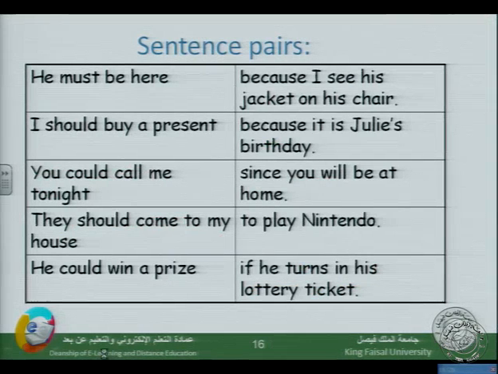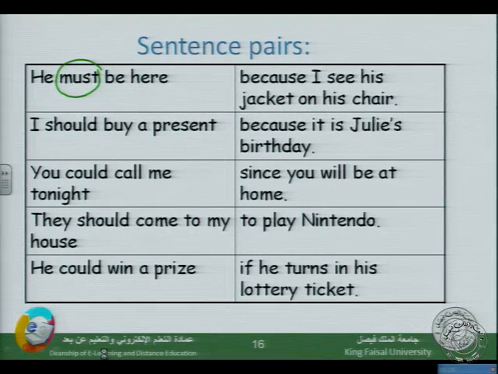So let us see now the sentence pairs. This is a pair of sentences, and let us see the difference. What do we notice as the difference? Let's read the first sentence. He must be here because I see his jacket on his chair. Must, what does it mean? Strong necessity. Okay, he must be here because I see his jacket on his chair. It shows a strong necessity.